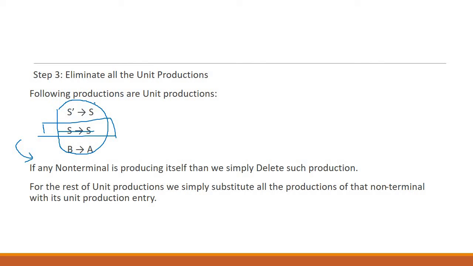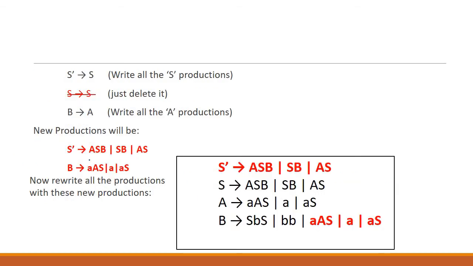So what we need to do with S dash produces S and B is producing A: we need to put all those productions of S over here, and we need to put all the A productions over this production. So let's see how we can do it. Whatever is in the S, we are writing in front of S dash because S dash was producing S, and B is producing A. Whatever A produces, this A has been replaced with the productions of A. So B produces A, and this A has been replaced with all the productions which we can see over here.